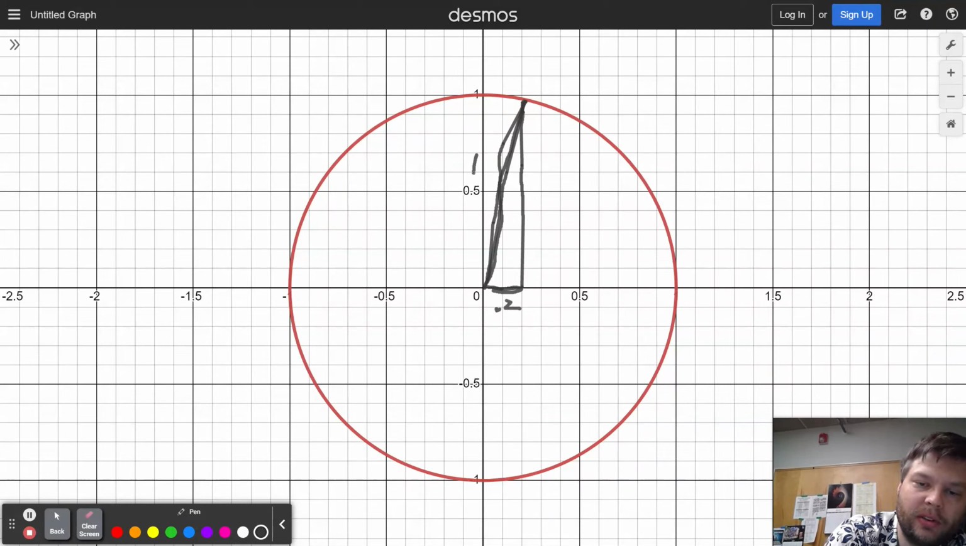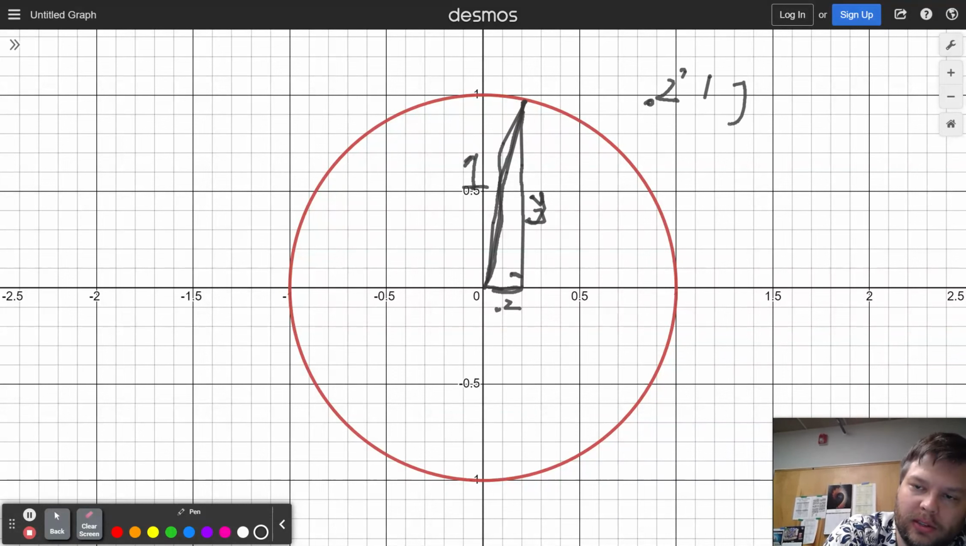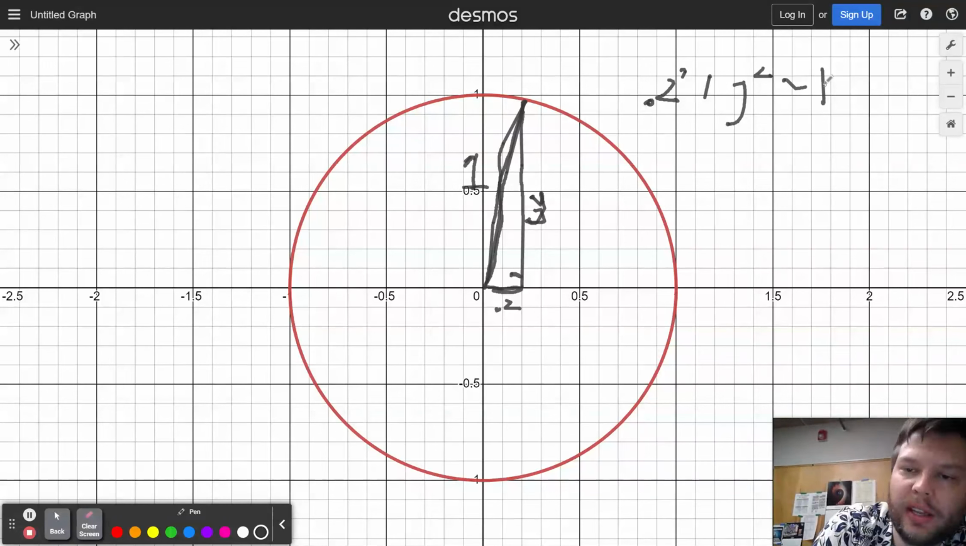I know that this value right here is equal to 1, but I don't know in this situation what the y value is. Geez, the lag is bad. Okay. But I know that I can make a right triangle at any point on a circle. So what I'll do is I'll write down 0.2 squared plus y squared is equal to 1. Let's try that again. Come on, lag. 0.2 squared plus y squared is equal to 1.